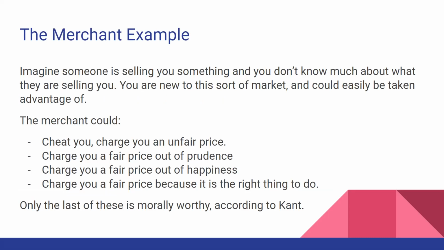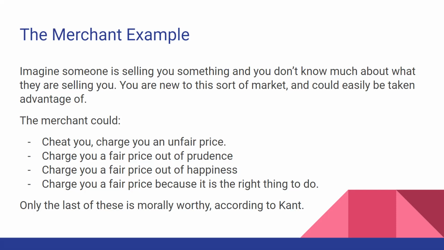He gives a kind of example here. So you can imagine a merchant, and this merchant is selling you something that you don't really know a whole lot about. You're not in the market for this kind of thing. You just happen to have to buy one right this minute. And you're in a situation where you could easily be taken advantage of, and it's obvious to the merchant that you could be taken advantage of.